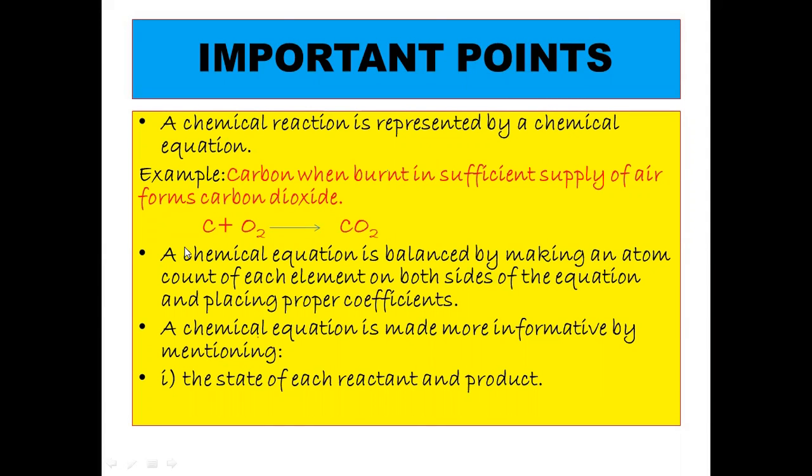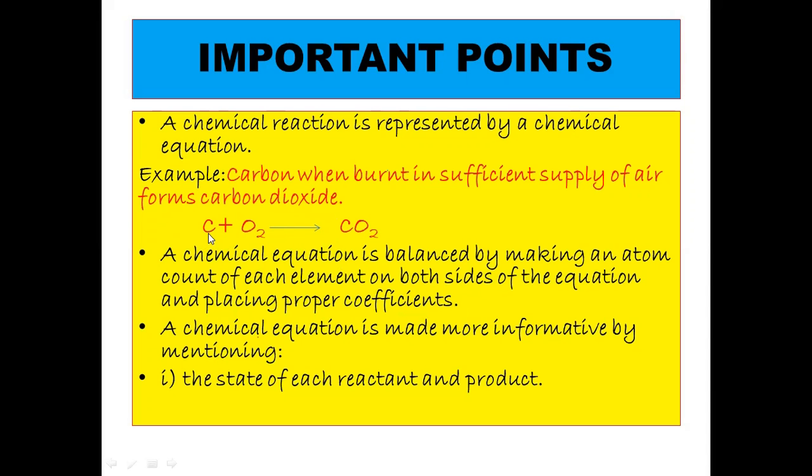Now let us learn about the balanced chemical equation. A chemical equation is said to be balanced by making an atom count of each element on both sides of the equation and placing the proper coefficients. What do you mean by that? In this equation, carbon and oxygen are the reactants, and what is the product? That is carbon dioxide. This is the product that is formed.